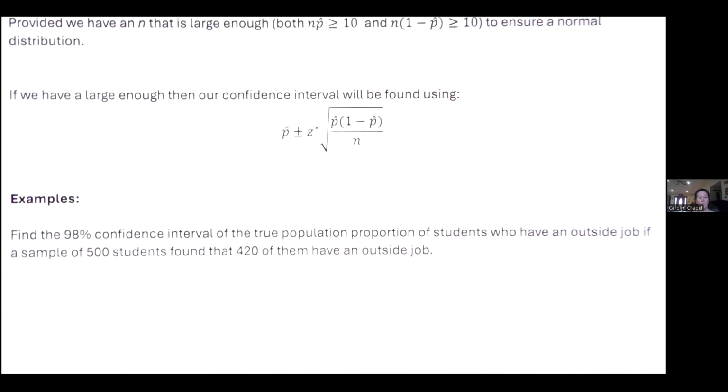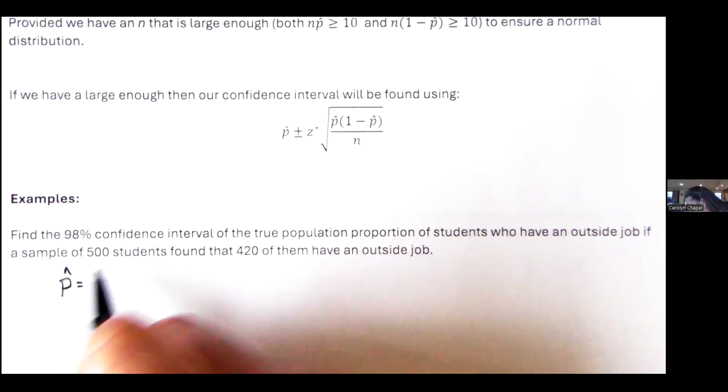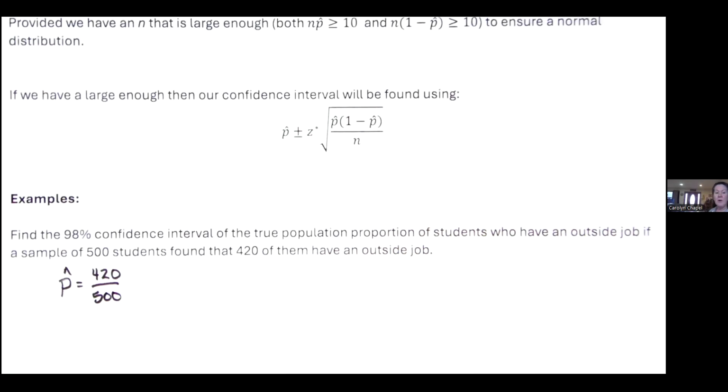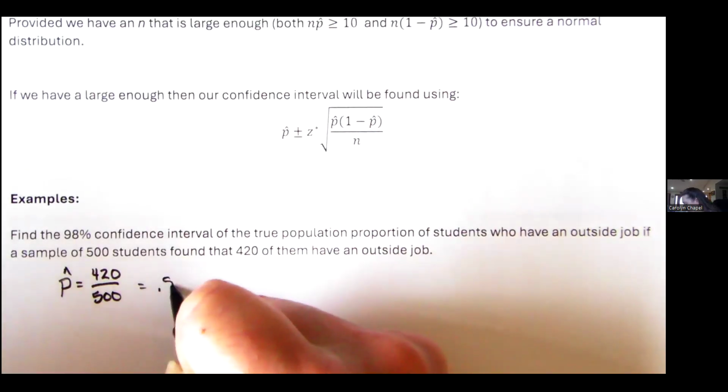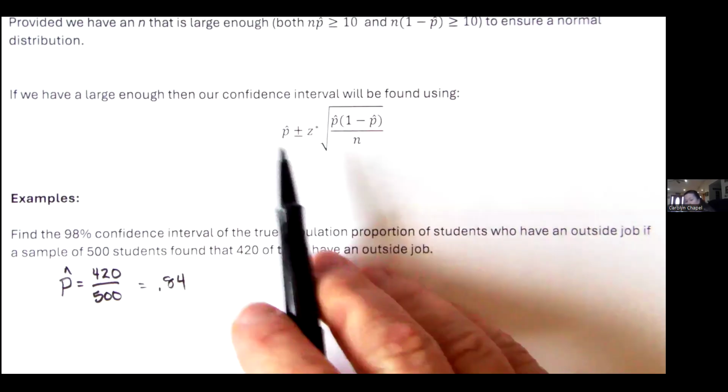So we're going to find a 98% confidence interval of the true proportion of students who have outside jobs. We went to a sample of 500 and found that 420 of them have outside jobs. So our P hat is that 420 out of the 500 students. Remember, it has to be a proportion, and we probably want to write that as a decimal. We can think of it in terms of percentages too, like 84% of our students have an outside job. That's our estimate.